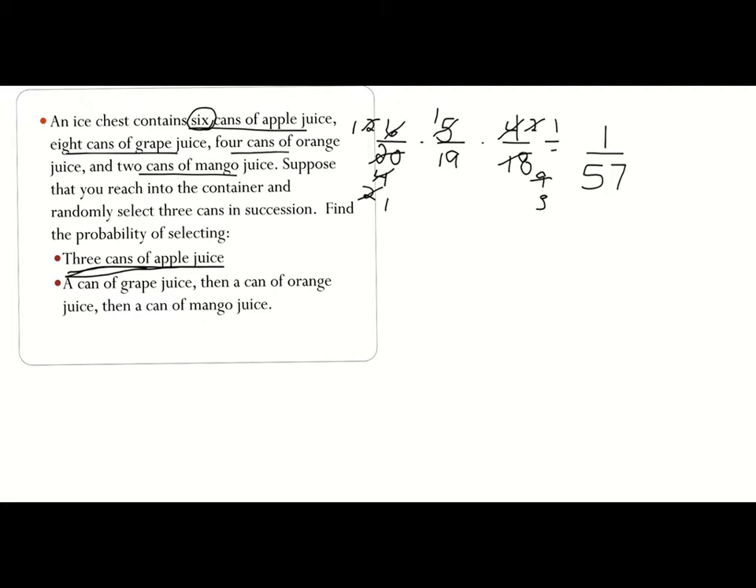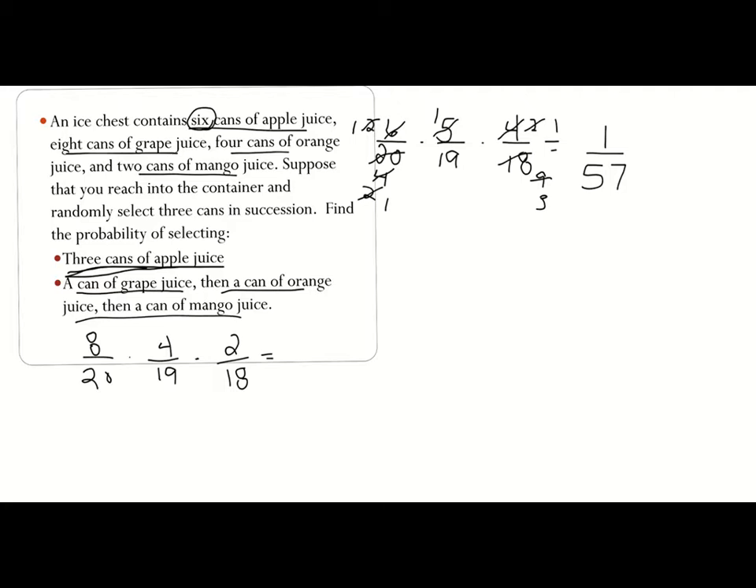All right, next we have a can of grape juice, and then a can of orange juice, and then a can of mango juice. So grape juice, there are 8 out of 20, and that's what I'm going to get first. Then I pull 1 out, so I only have 19 left. We want a can of orange juice. There's 4 orange juices. And then 2 out of 18 for the mango juice.